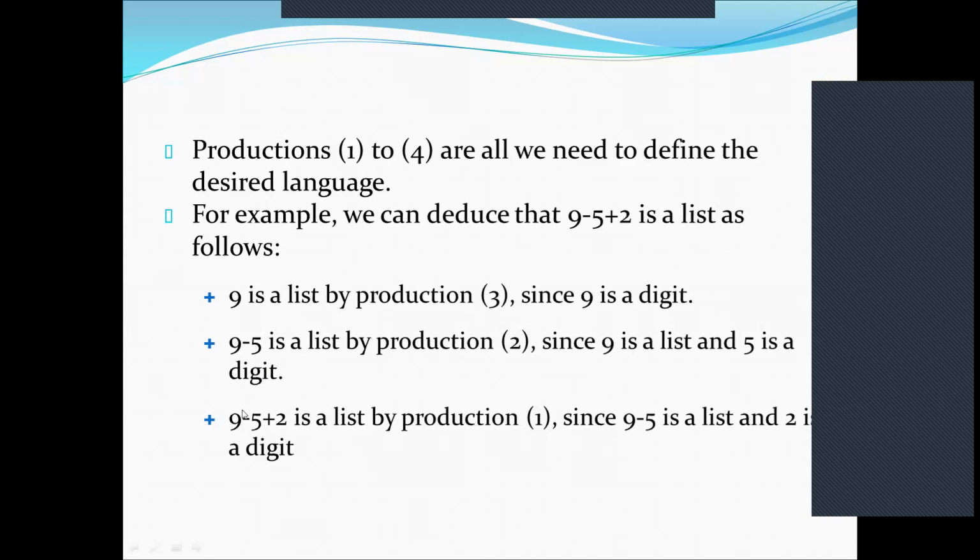Now the whole thing 9 minus 5 plus 2 is also a list by production 1 because 9 minus 5 has been proved as a list here and 2 is a digit. So list plus a digit becomes another list. So now with this, it has been proved that 9 minus 5 plus 2 is a list.